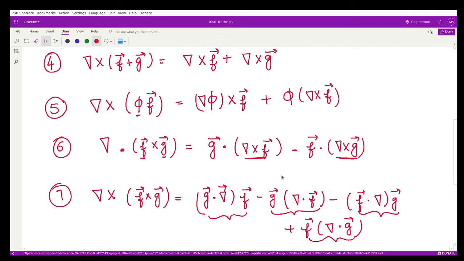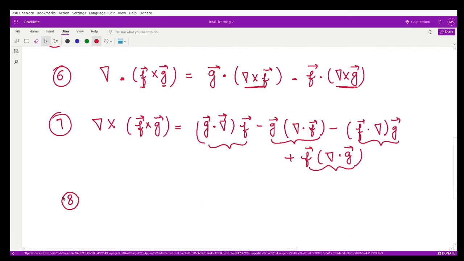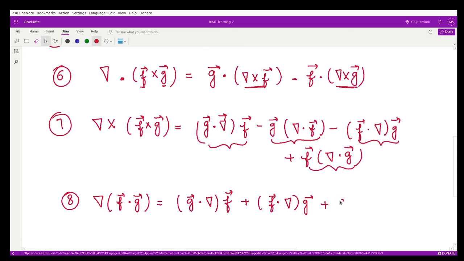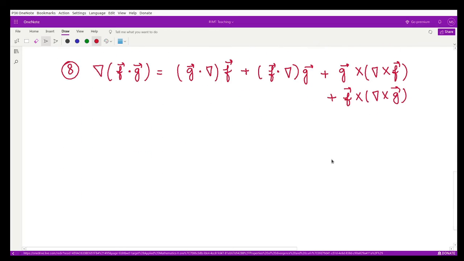Okay, the eighth property here is del of vector f dot with vector g. This is equal to vector g dot with del into vector f, whatever is the result, into vector f, plus vector f dot with del into vector g, plus the vector g cross with the curl of vector f, plus the vector f cross with the curl of vector g. So this is the eighth property that we have.